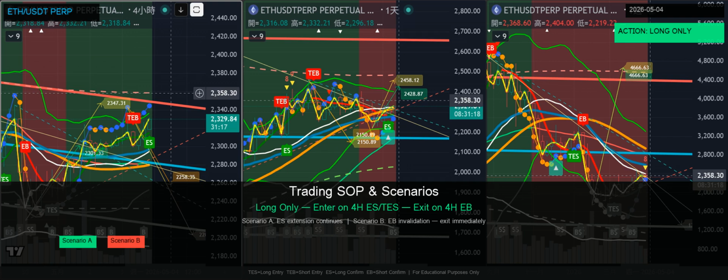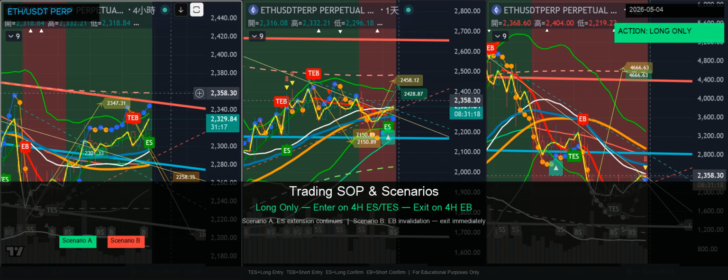Your management rules are as follows. If the 4-hour prints another ES, that is your add-on signal, increase position size or confirm continuation. If the 4-hour prints an EB, that is your stop-loss signal, exit the long immediately and reassess. If the daily prints an EB or TEB, the daily long structure has failed, stop all long activity. If the weekly prints an EB or TEB, the macro direction has flipped, switch to short bias mode.